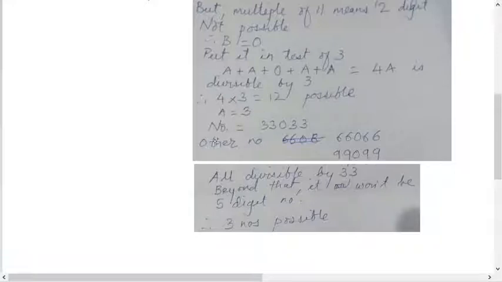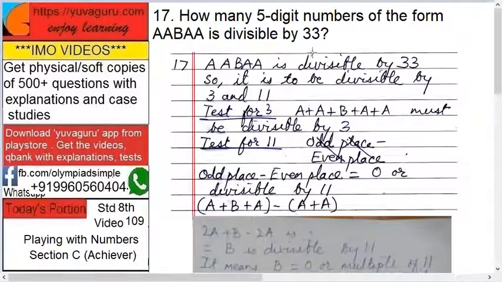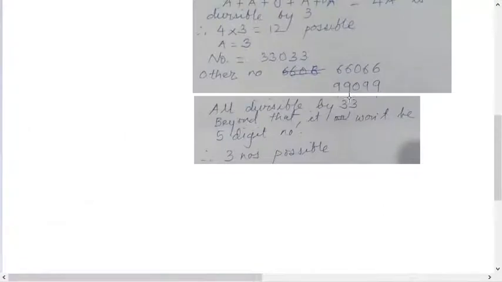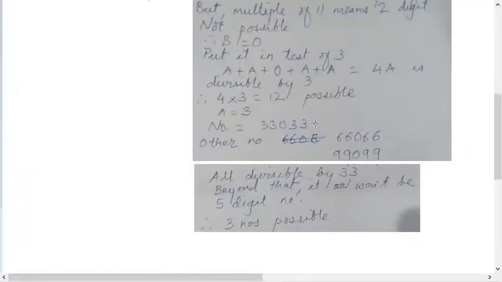Okay. Now you got the number 33033. Now you got this number. But what is asked? Here, this number is not asked. The question is how many 5-digit numbers can be formed in this way? How many? Okay. Let's check the other numbers.